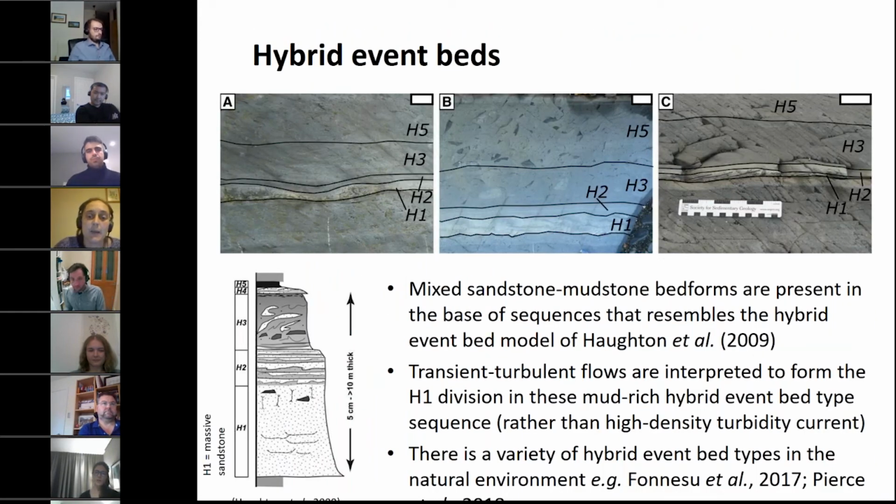And I just want to finish by saying that we sometimes would see these mixed sandstone mudstone bedforms present in bed sequences that resembled the hybrid event bed model that Peter's just presented. But these sequences were slightly different in that the H1 division, instead of being the massive sandstone, was actually these mixed sandstone mudstone bedforms. So this would obviously change the process interpretation of that H1 division into being produced by a transient turbulent flow. I think this will probably just be the first of many slides today discussing the variety of hybrid event beds we see in the natural environment.